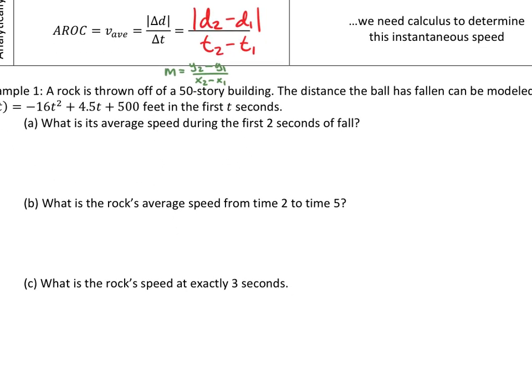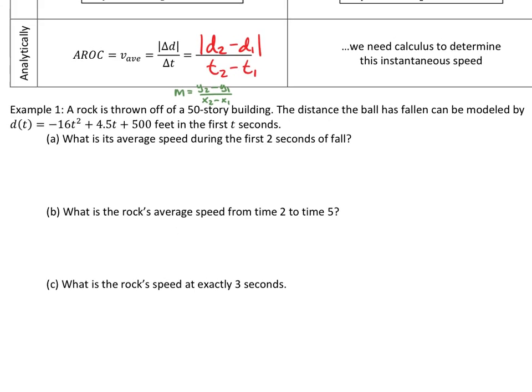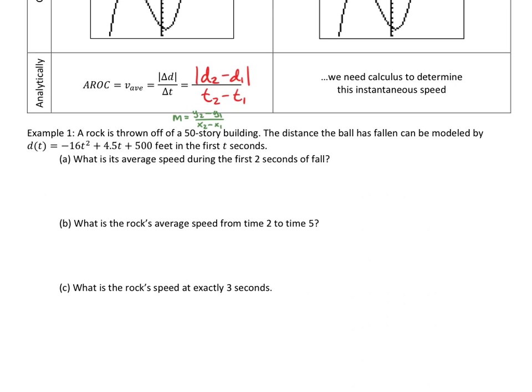A rock is thrown off of a 50-story building. The distance the ball has fallen can be modeled by d of t equals negative 16t squared plus 15t plus 500 feet in the first t seconds. So things to recognize, if you're in physics, the number negative 16 is gravity in feet. It's negative 9.81 in meters, but in feet it's approximated to negative 16, so this makes sense in real life.